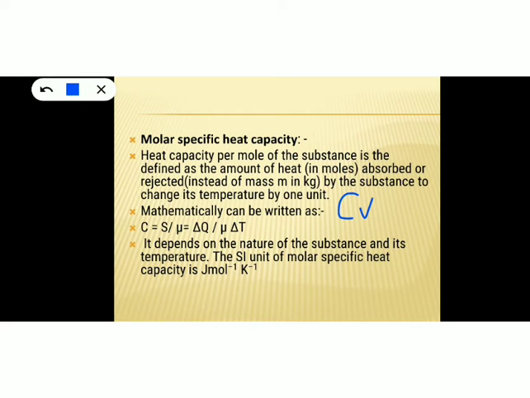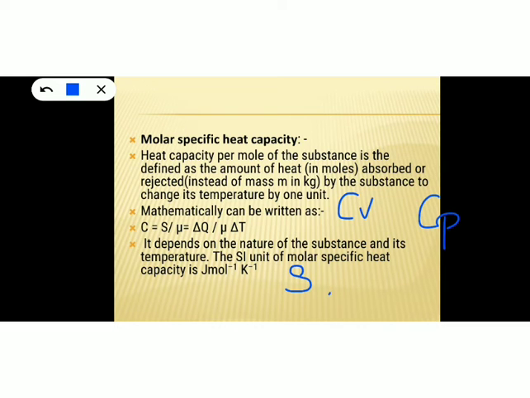This is molar specific heat capacity at constant volume, Cv, and molar specific heat capacity at constant pressure, that is Cp. So this is about molar specific heat capacity. We had discussed different types of heat capacity. First we discussed heat capacity. Heat capacity is the amount of heat required to increase the temperature of a substance.